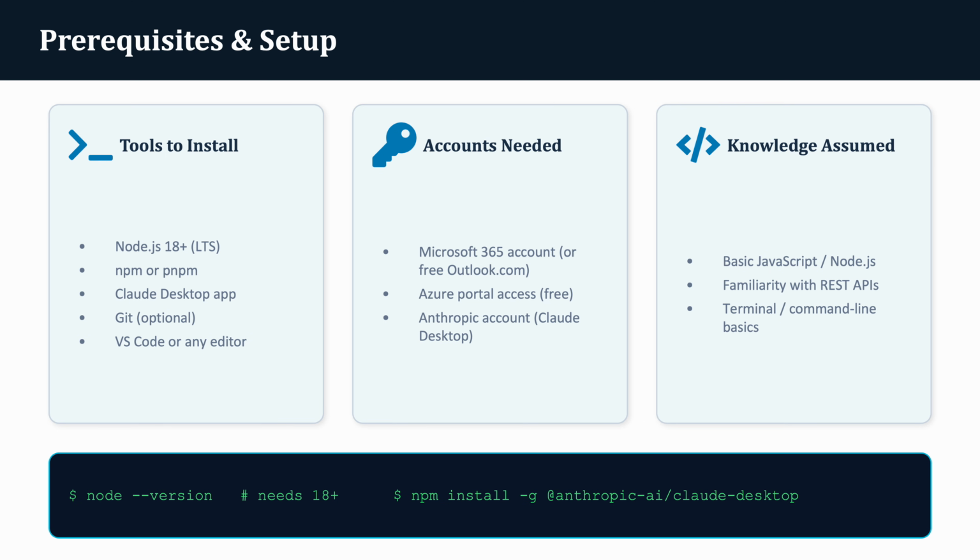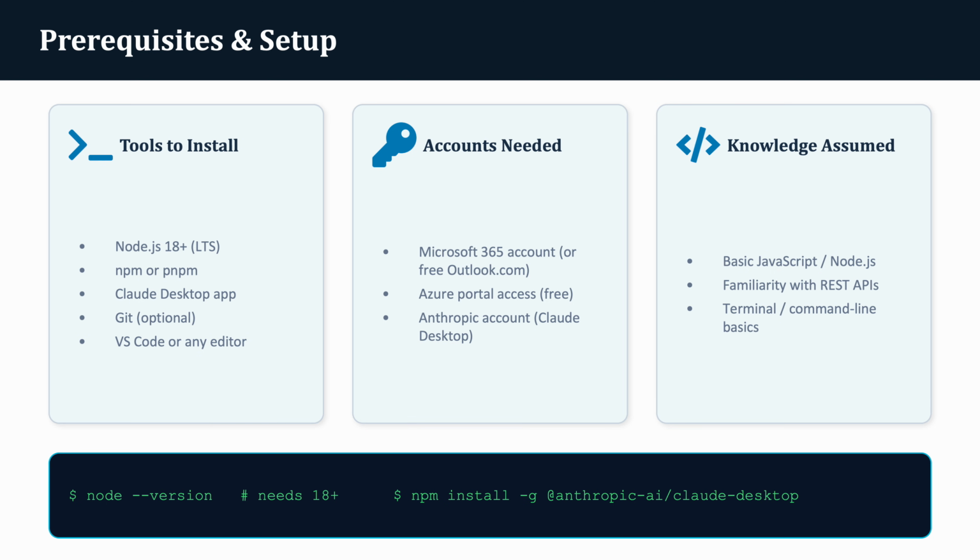Before we write any code, let's check your setup. You'll need Node.js version 18 or later. Run node --version in your terminal to check. If you're on an older version, head to nodejs.org and grab the latest LTS release. You also need the Claude Desktop app. That's available at claude.ai/download, and a text editor. I'll be using VS Code.